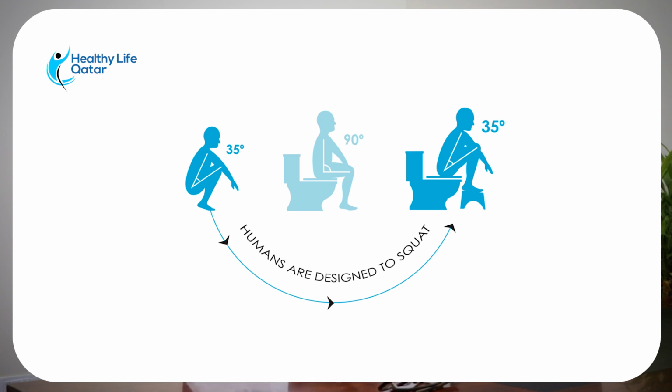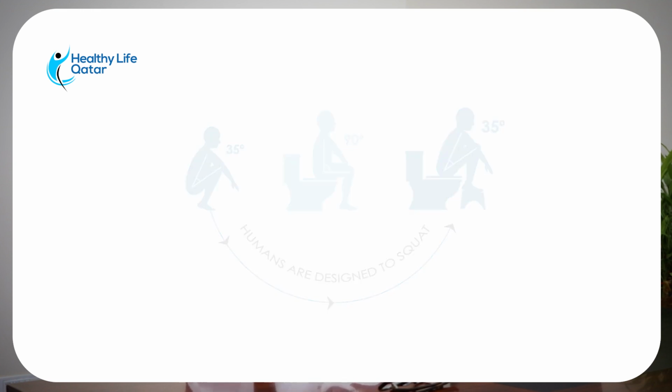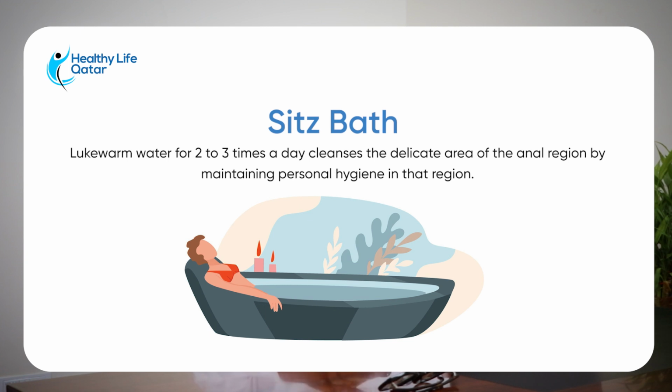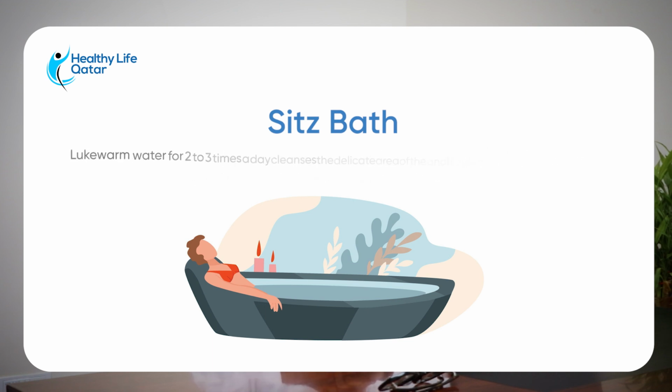Why? It is because the anorectal angle in the squatting position is more favorable to pass the stools freely, rather than in the sitting position in Western toilets. And as I told you, sitz bath is always advised regularly. Why? Because sitting in lukewarm water 2 to 3 times a day cleans the delicate areas of the anal region and maintains personal hygiene in that region also.